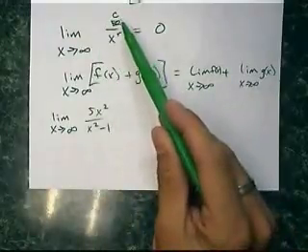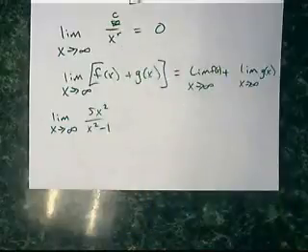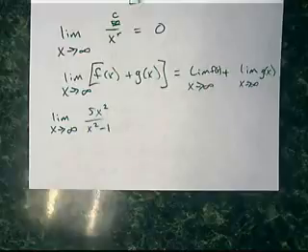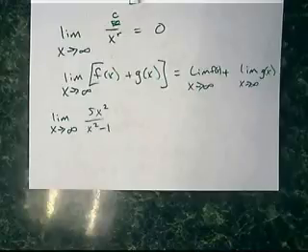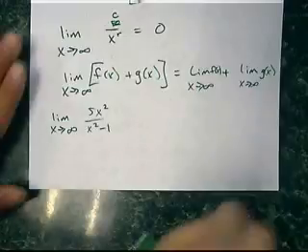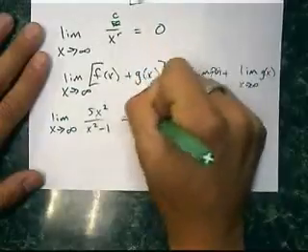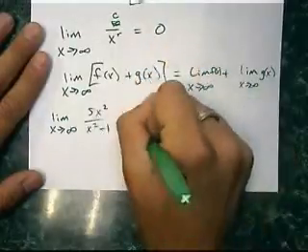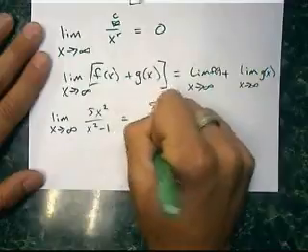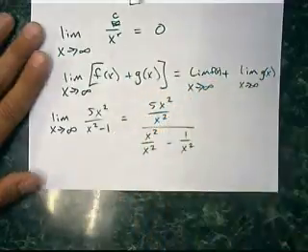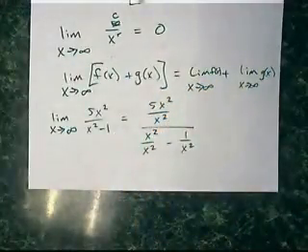What I want to do is get it into this format right here: some number divided by some power of x. So I would take the highest power that's in there. The highest power is x to the second power on the denominator right there. I'm going to divide everything by x squared. So divide each term by x squared.